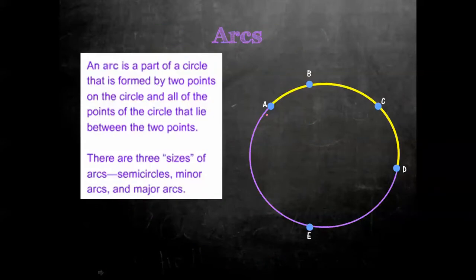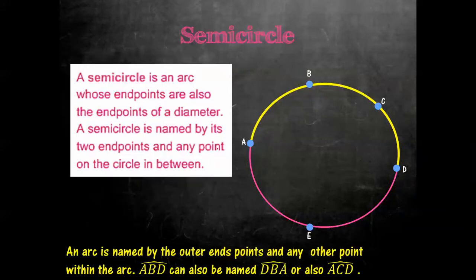An arc is a part of the circle that's formed by 2 points that are on the circle and all of the points of the circle that lie between those points. We have 3 sizes of arcs. We have the semicircle, the minor arc, and the major arc. A semicircle is an arc whose endpoints are also the endpoints of the diameter.